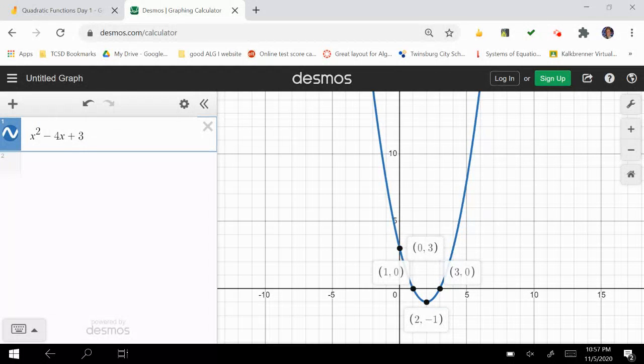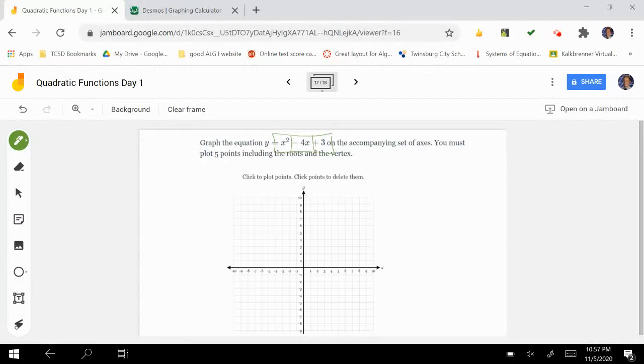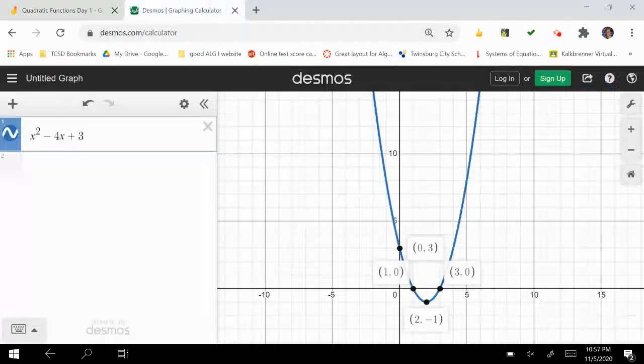So again, when we go to plot these, all you have to do is plot those points into your Delta Math. So obviously you can see this is a Delta Math question, so I wanted to give an example of that. Desmos is going to be your best friend.